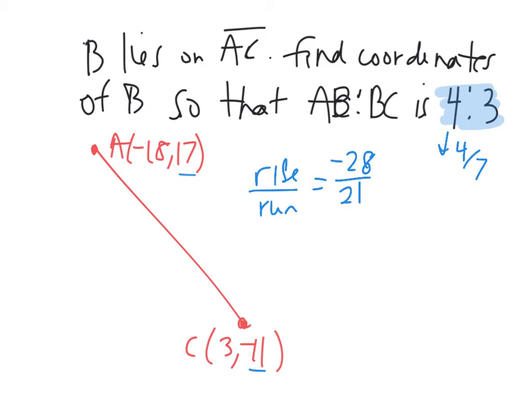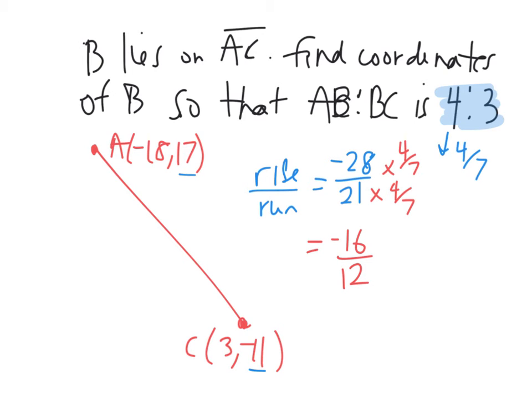Now, let's find 4/7 of the rise and 4/7 of the run, because if I can find that, then I can use that new reduced down slope, which will be an equivalent fraction. I can use that reduced down slope to go from A and figure out where point B is going to be. So if I take 4/7 of that and 4/7 of that, my new rise over run is going to be negative 16 and 12, right? Down 16 over 12.